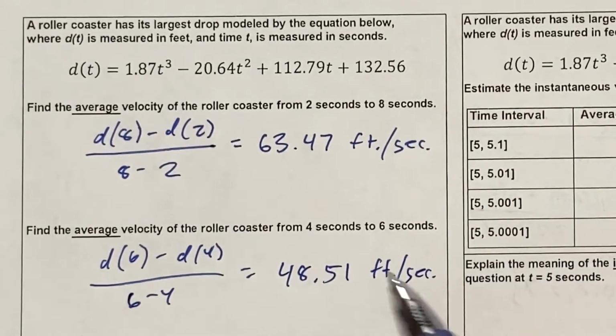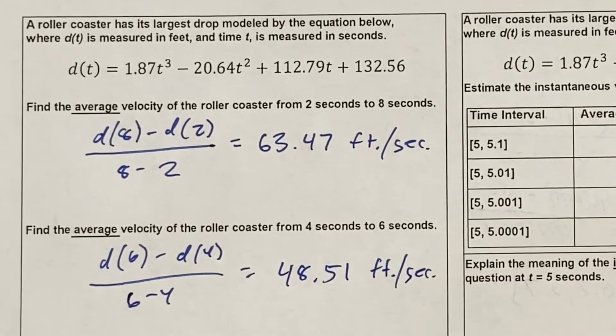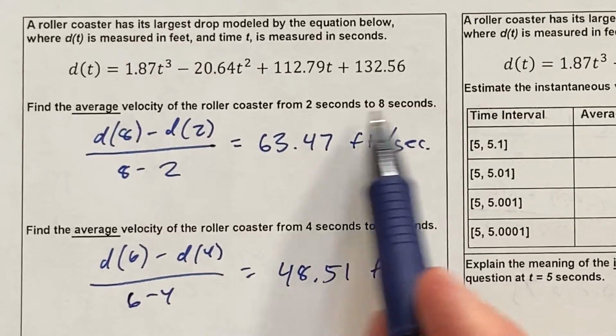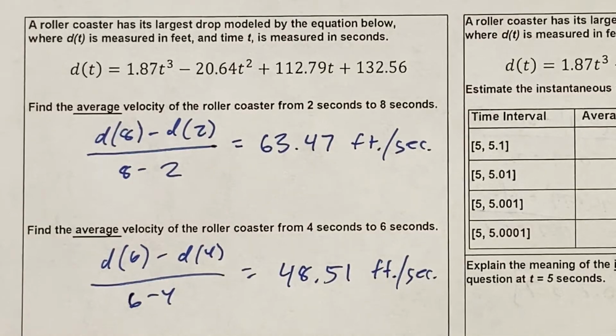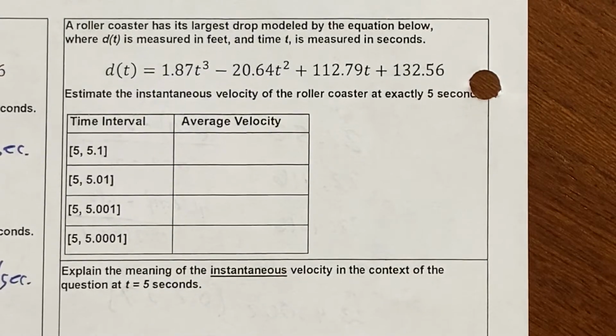Now, this is average over these time intervals. We're not looking at instantaneous just yet. We're looking at over these time intervals, just the average velocity in this drop. Okay? It's fairly fast, I think. I don't know what an average velocity is on a roller coaster in general. I feel like it's like 45 miles an hour, maybe. I don't know.